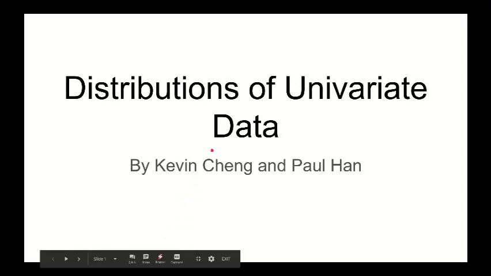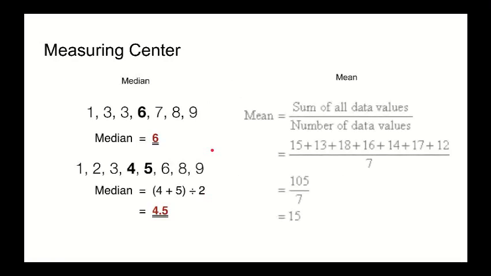Hi, in this video we are going to quickly review methods of analyzing distributions of univariate data. One of the ways to describe numerical distributions is their centers. There are two ways of measuring the center of a distribution, mean and median.